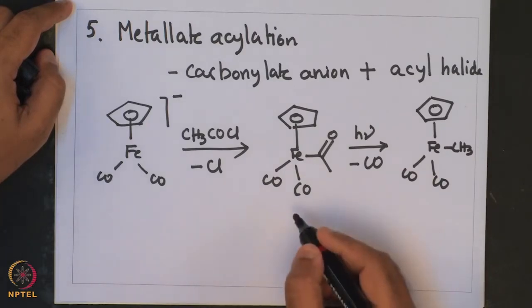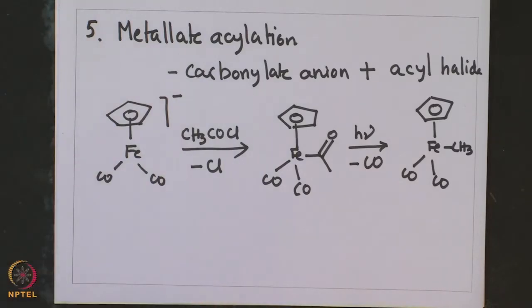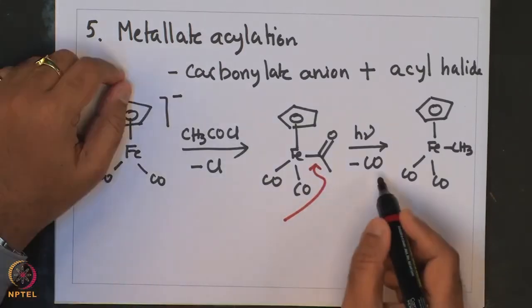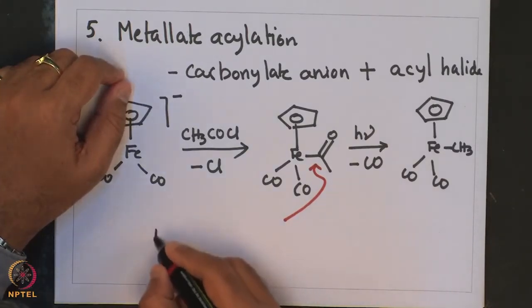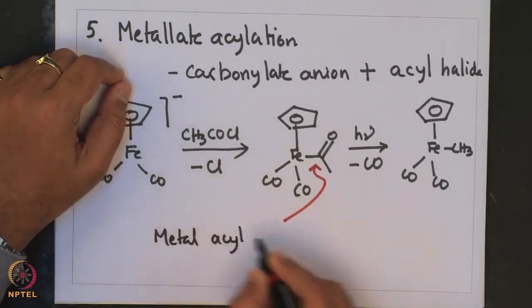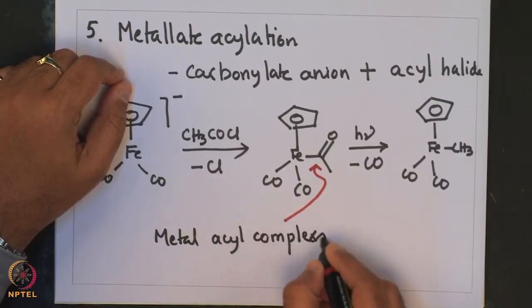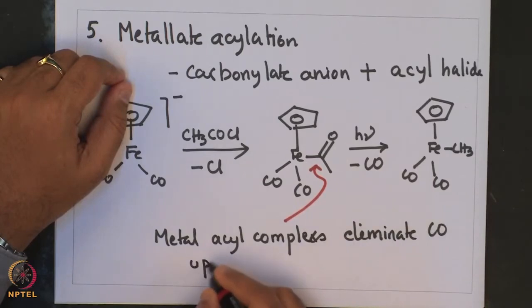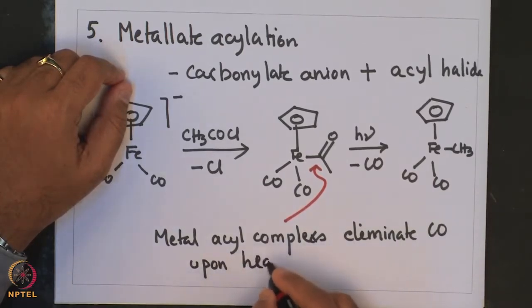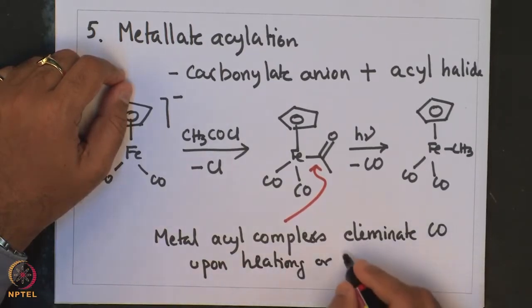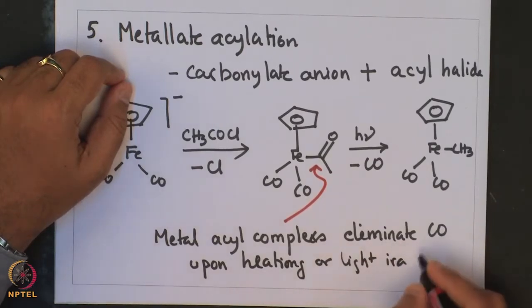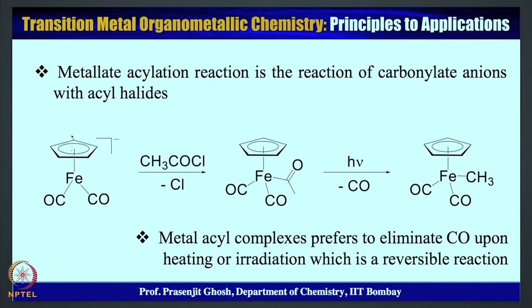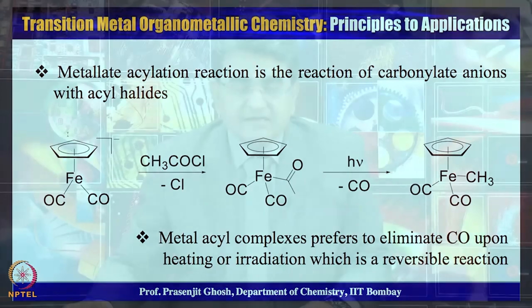An important characteristic of the metal acyl bond is that metal acyl complexes prefer to eliminate CO in presence of light or heat. Heating or light irradiation. So, this method was very similar to the previously discussed metallate alkylation reaction.